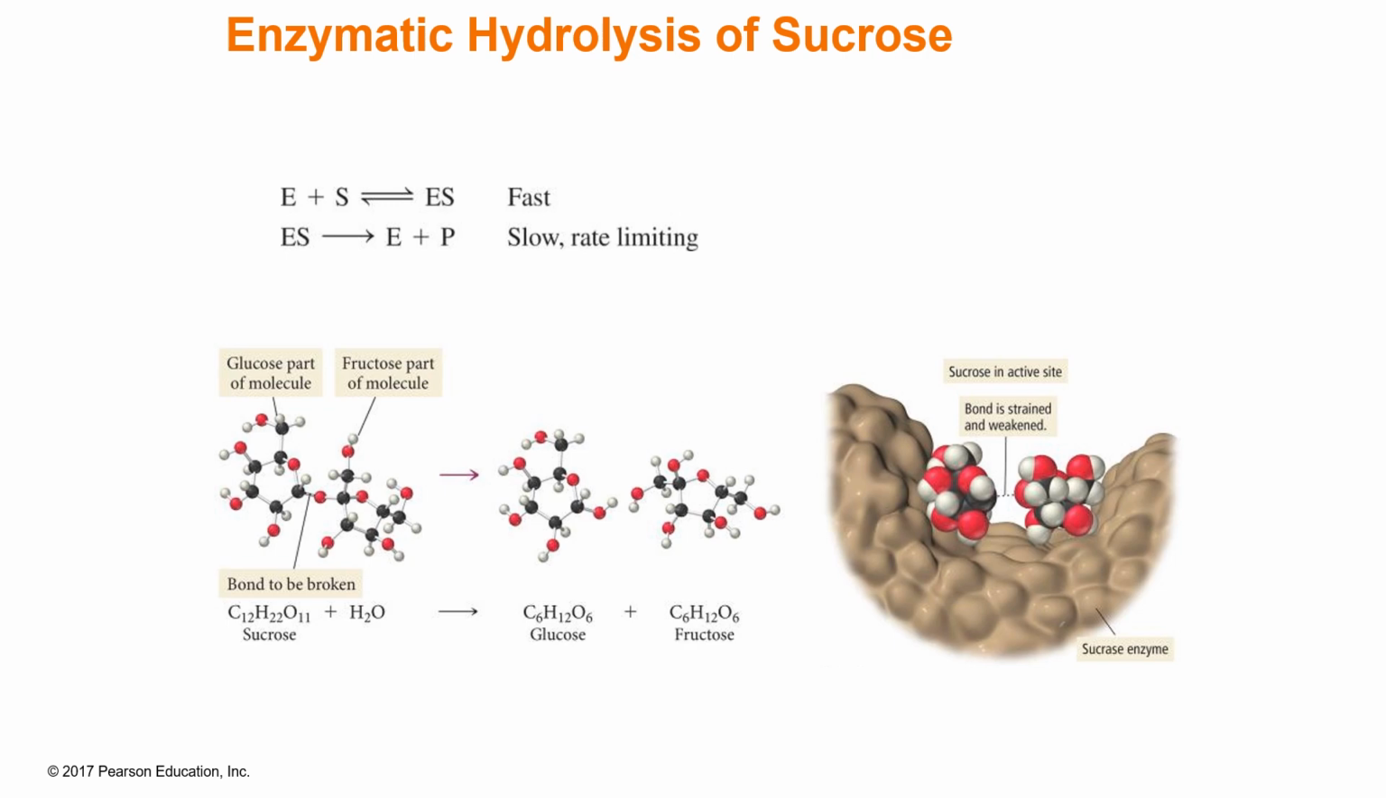In our body, there's lots of examples, but one example is the hydrolysis of sucrose. We take sucrose, which is made up of a glucose portion of the molecule and fructose. That sucrose fits into the enzyme. The enzyme allows the bond to be weakened and broken so that we end up with the two individual parts that can be used in our body. So we can use the glucose and we can use the fructose.